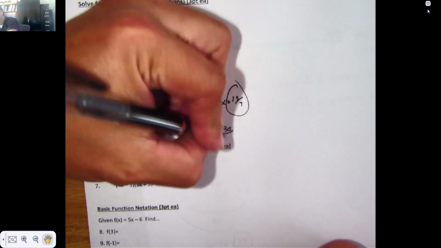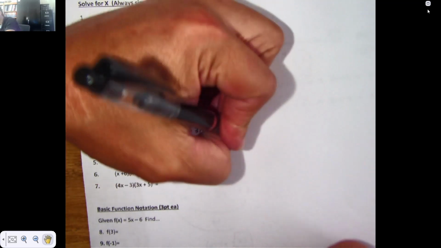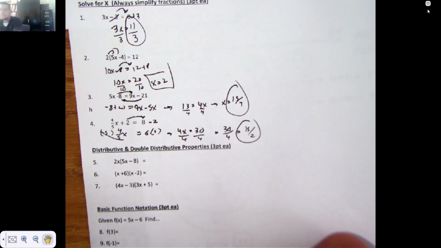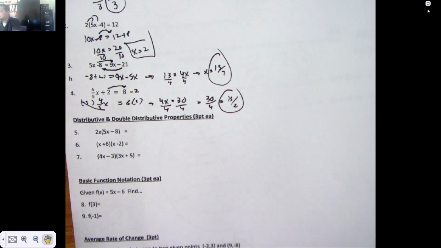And don't settle for 30 over 4, because those are both even numbers. That's 15 over 2. And yes, I will take points off if you don't simplify. It's just the way it is.